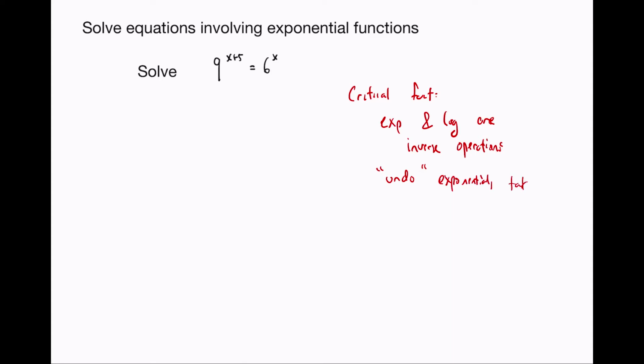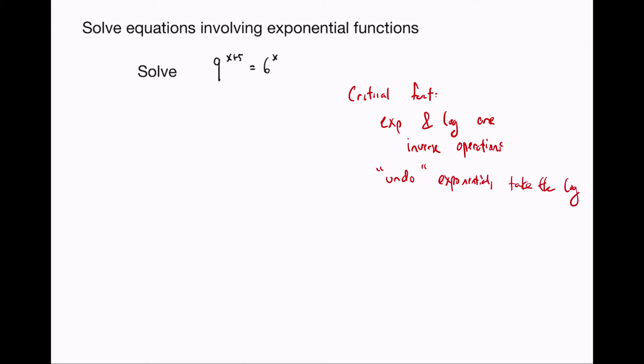Let's work on solving equations using exponential functions. In this one, we're posed with the problem to solve 9 to the x plus 5 equals 6 to the x. This is in the section on exponentials and logarithms, and this relies on the critical fact that exp and log are inverse operations. So, in order to undo exponentials, we take the logarithm.